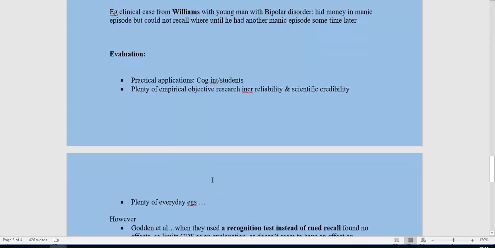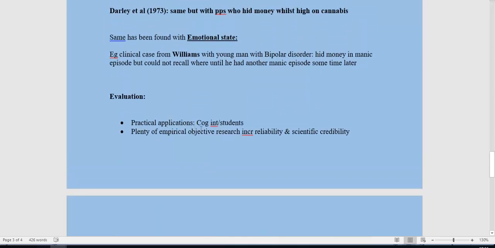Evaluating it. Well, we've got practical applications. For example, students could benefit from this, and you could develop the cognitive interview technique, the context reinstatement aspect of it. If you look back at your evidence, there's plenty of evidence to support the fact that it can help recall. There's also plenty of empirical, objective research showing the effects of cue-dependent forgetting, which increases the reliability of the theory and gives it scientific credibility.